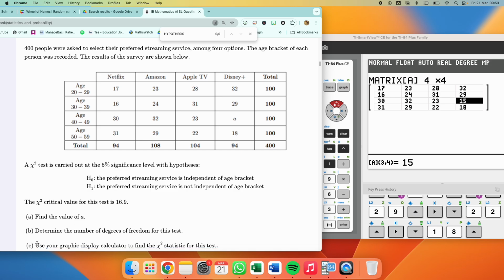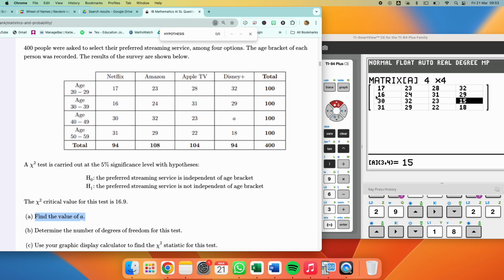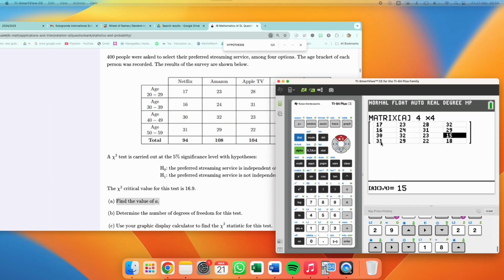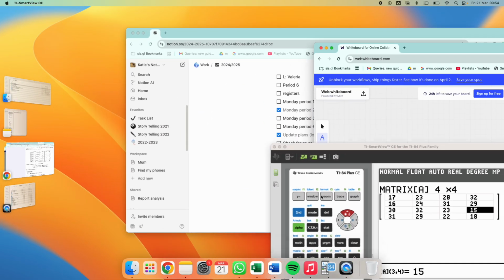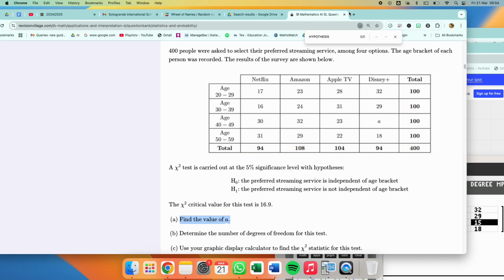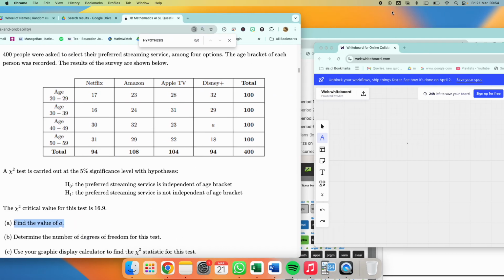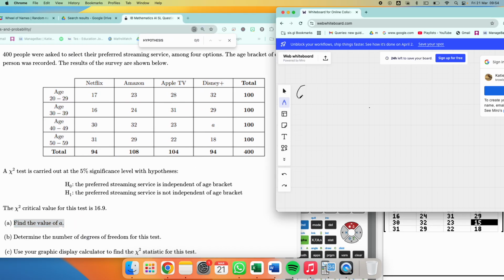So the question says, find the value of A. We've already done that. So the value of A is 15. We've done that because we've done 30 plus 32 plus 23, and then we've added those together and subtracted that from 100, which is 15. So if I was to write my answers on a document or on a whiteboard here, we would say that question A is going to be 15. It's 1 mark, so you don't actually need to put any workings out for that.